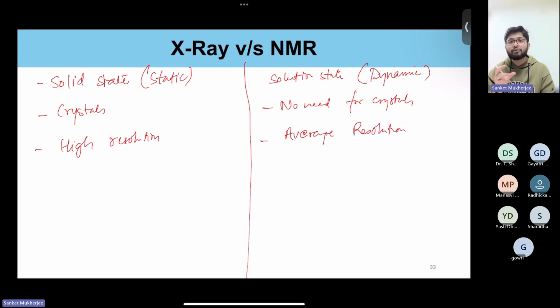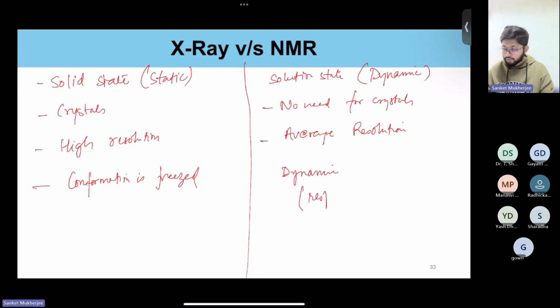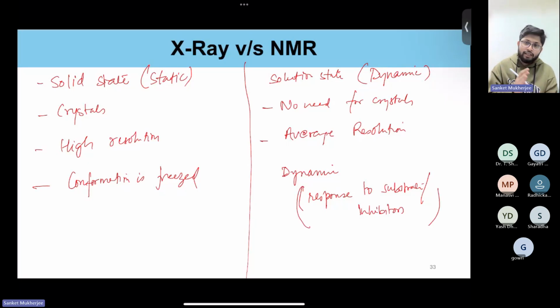In NMR, certain amino acid residues cannot be mapped. That is also a problem. Sometimes it happens. In X-ray, the conformation is frozen. In NMR, it's dynamic, so response to substrate or inhibitors can be studied. Although it can be studied in X-ray crystallography as well when you have these systems, it's a frozen system. You won't see the dynamic movements as such.